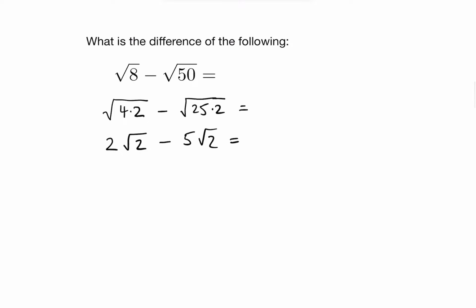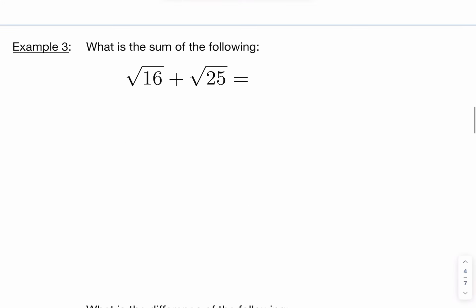Okay, now we have 2 square root of 2 minus 5 square root of 2. This is like saying 2 apples minus 5 apples, and that works out to negative 3 apples, or negative 3 square root of 2 in this case. Okay, so let's move on to example 3.